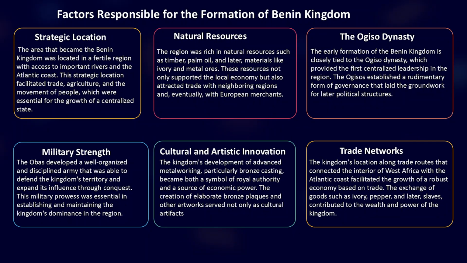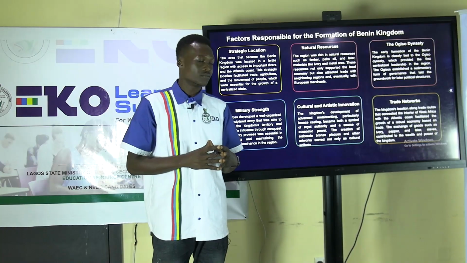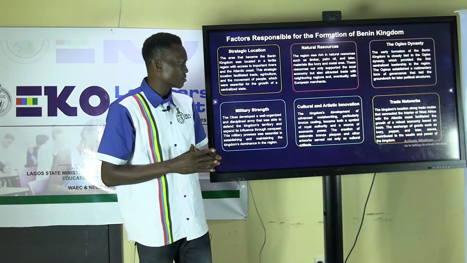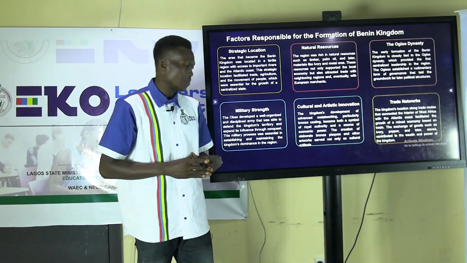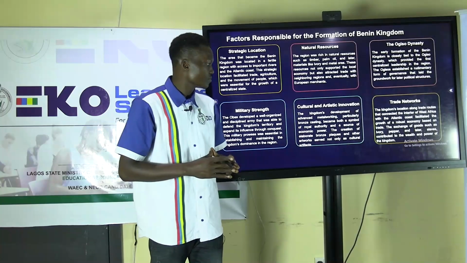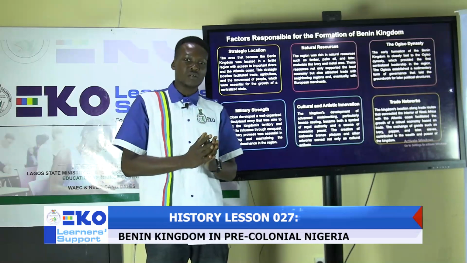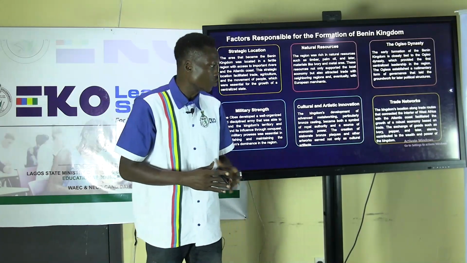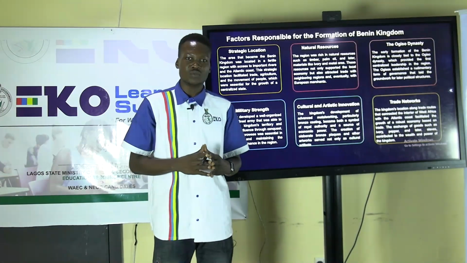It is worthy to note that the Benin Kingdom has several artistic innovations and cultural ones as well. It has a lot of metal works and bronze casting, which brought about a source of revenue, a source of royal authority, and economic power for the kingdom. Also, trade network. The location of the kingdom is connected along trade routes, a trade route that connects the interior of West Africa with the Atlantic coast. It also facilitated growth and a robust economic system.